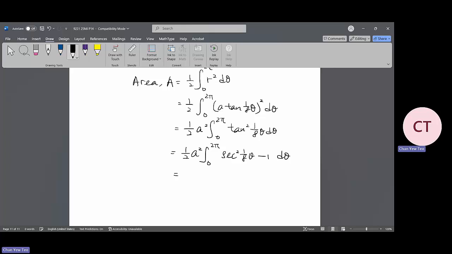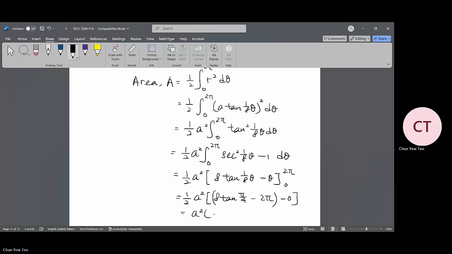Then just integrate. Integrate secant square, you get tangent. This will be 8, with theta from 0 to 2 pi. Then replace the value inside. You will get 8 a squared times tangent of pi over 4 minus tangent of 0. Simplify it. You will get a squared 4 minus pi units squared. Done. This will be the answer for question number 6B.